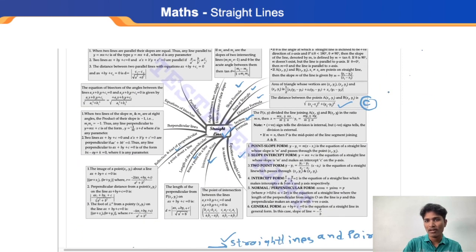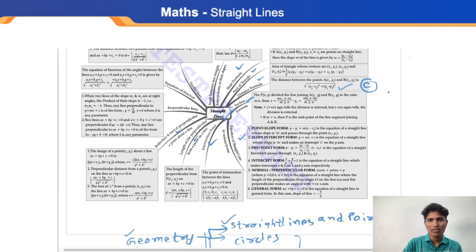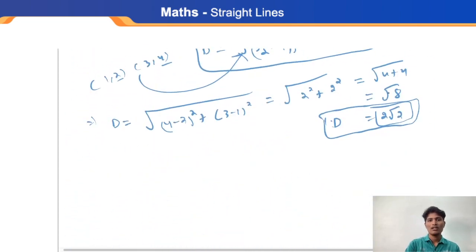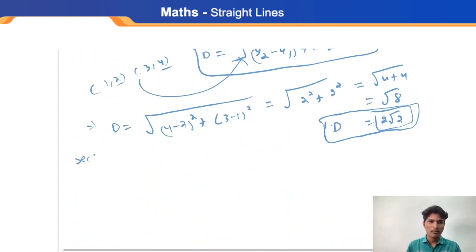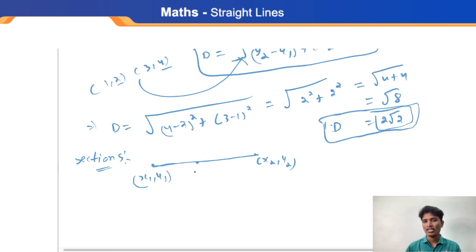Now if you observe carefully, the next block I am going to discuss is the sections, that is how to find the sections. What are sections? Suppose there is a point x1 comma y1 and another point x2 comma y2. If I want to find a point here on the line joining them, suppose this point is A, this point is B, and the point which I am searching for is P.